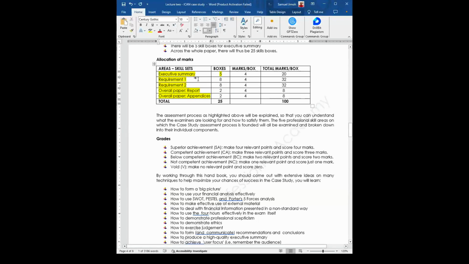I told you that there will be 2 questions. So in case study, we call questions requirements. There will be 2 requirements in the exam. Each of these requirements is expected to be reported separately under a single report.